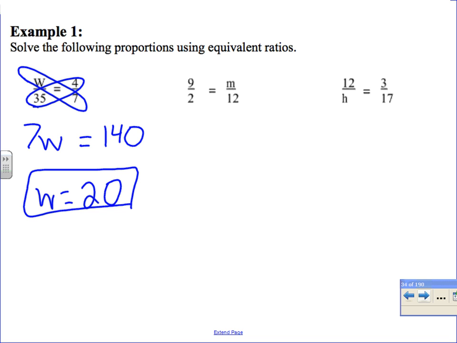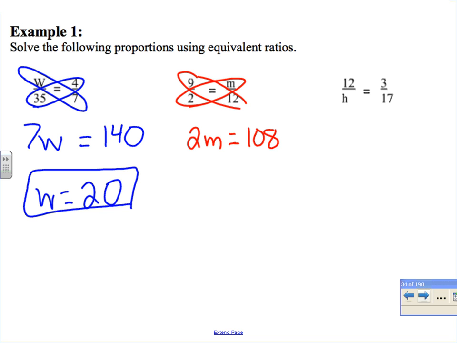It has to be 9 times 12. Okay, so let's do cross products on the next one, and then we'll talk about the other method. So cross products, we multiply across. 2 times m is 2m, and then 9 times 12 is 56. I mean 108. I'm sorry. Second time today I messed that up.